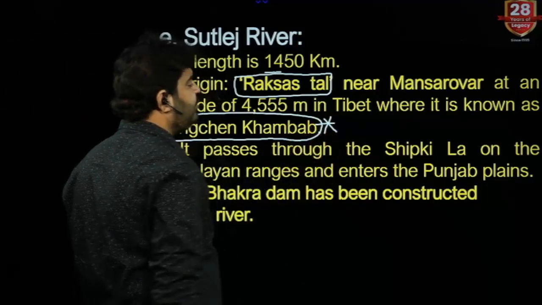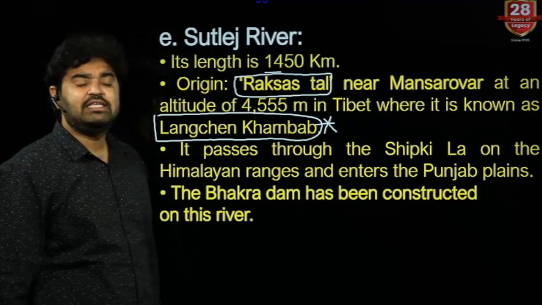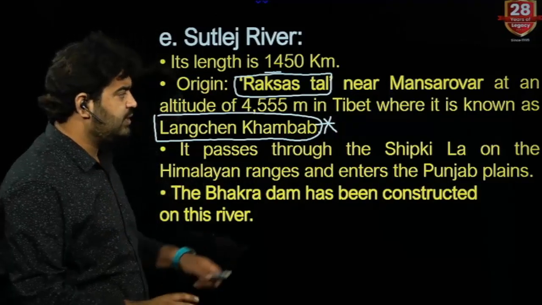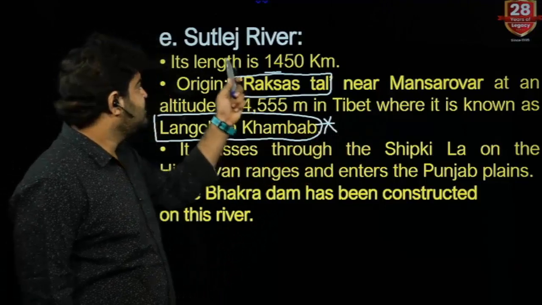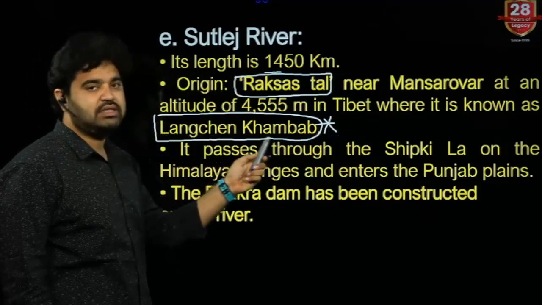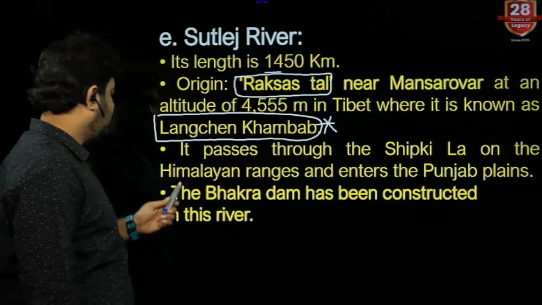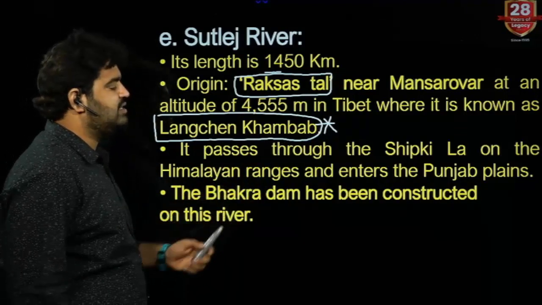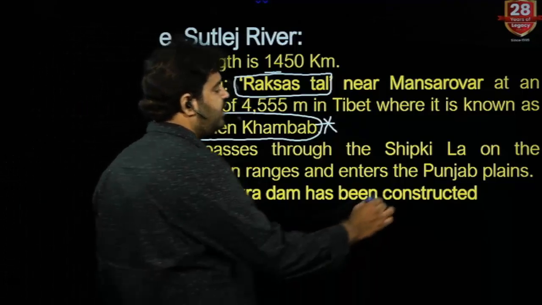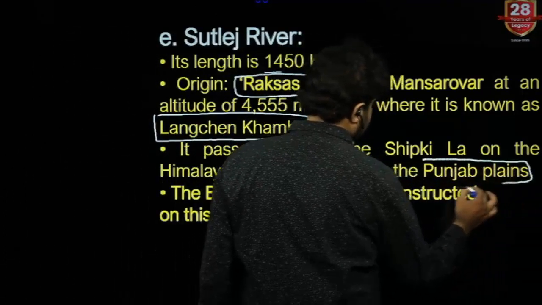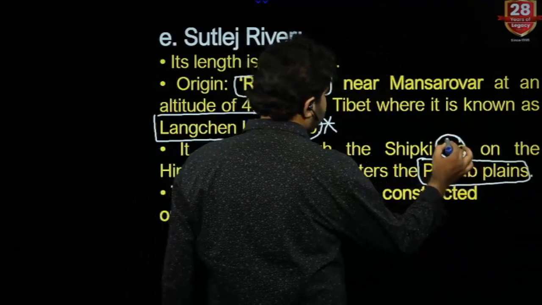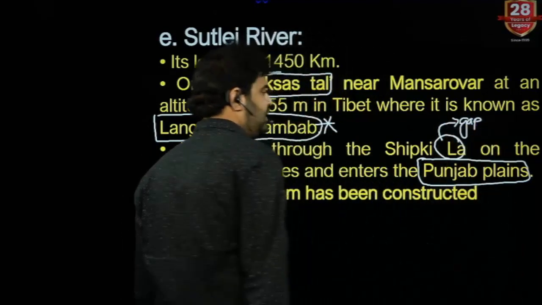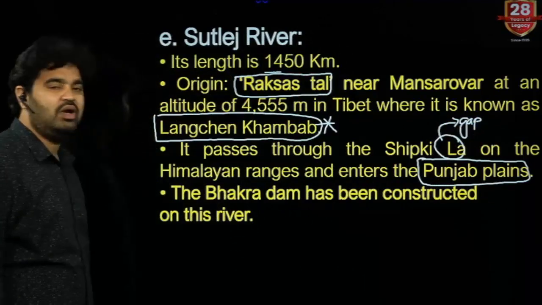In the beginning of the video, I told you we can expect the questions from the different names of a river. So here in the Tibet region, Satluj river is called Langchen Khambab. It passes through the Shipki La on the Himalayan ranges and enters the Punjab plains. So this river drains in the Punjab region. Here, what is the meaning of La? La means gap between mountains.